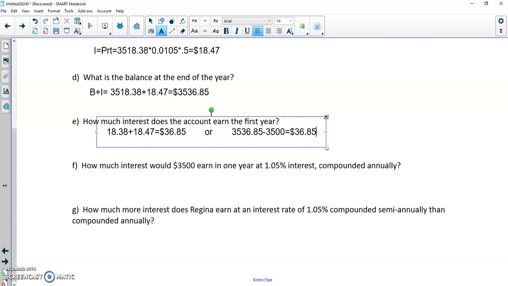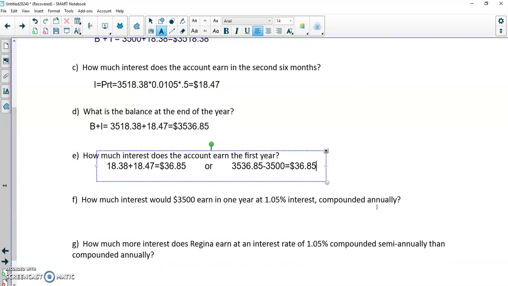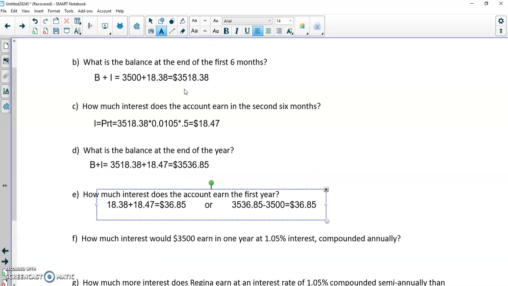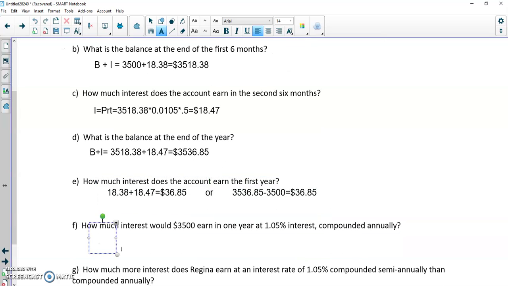So this is changing the question now, because now I'm not compounding semi-annually. I'm not doing it twice a year. I'm only doing it once a year. And for that, instead of the 0.5, I need to account for a full year. I'm not getting paid every 6 months. So I need to use that simple interest formula, but in the terms that are given to me.